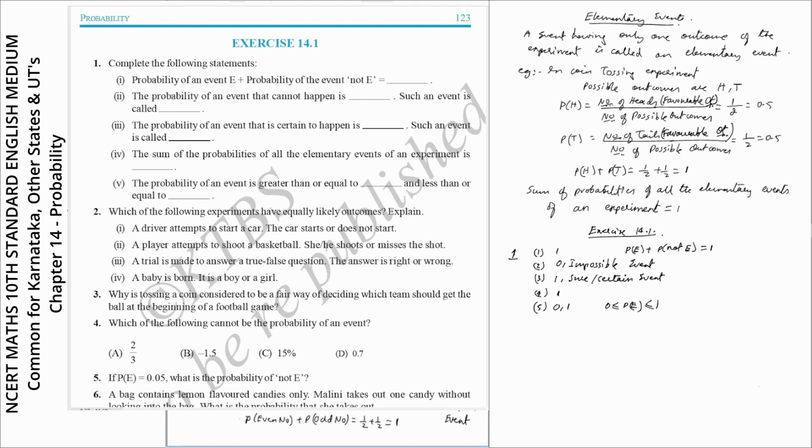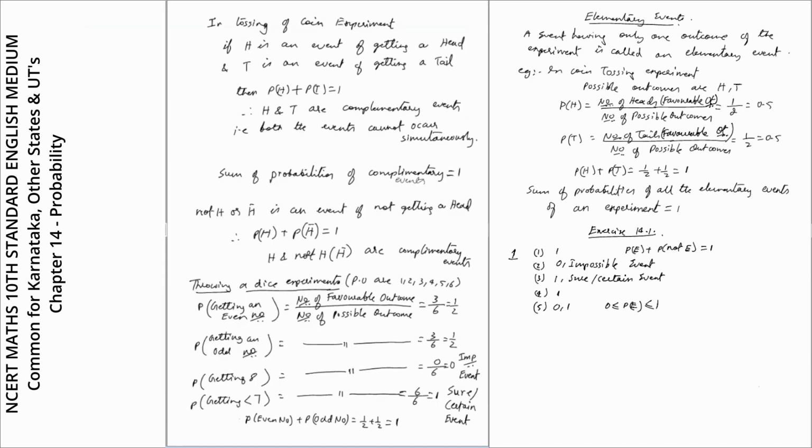Sub question 3. The probability of an event that is certain to happen is 1. Such an event is called a sure event or certain event. Again, if you come to the previous page, you can see that in a dice throwing experiment, what is the probability of getting a number which is less than 7? I have written here, probability of an event getting less than 7 is equal to 1, because going by standard definition, probability of an event is given by number of favorable outcomes by number of possible outcomes.